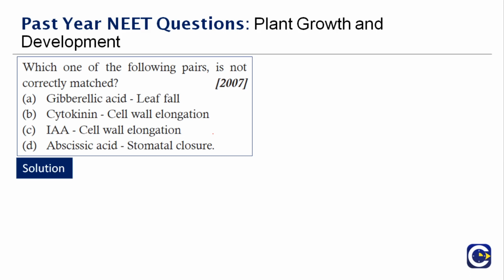Gibberellic acid is for leaf fall. The first one itself is matched wrong, right? Because gibberellin is a plant hormone which helps in the growth of the plant. Many developmental effects have been seen from this acid. So it actually enhances leaf growth. It does not contribute to leaf fall. Therefore, the correct answer is option A.